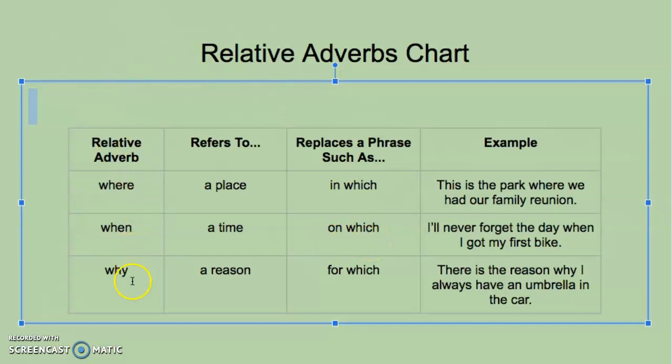The relative adverb why refers to a reason. It replaces a phrase such as for which. An example of that is this is the reason why I always have an umbrella in the car. The relative clause I always have an umbrella in the car refers to the reason. Okay? It is a less formal way of saying for which.